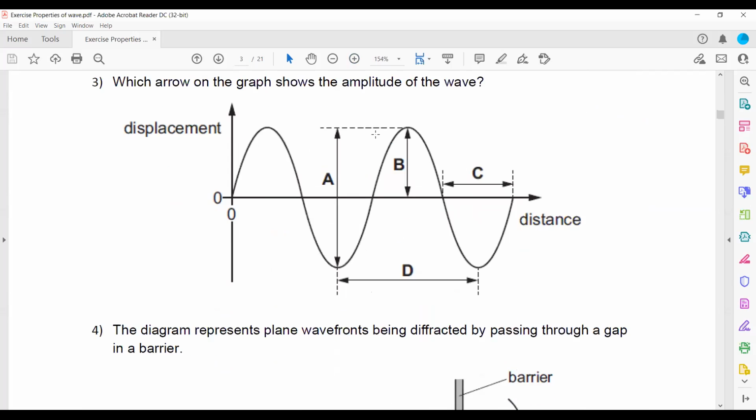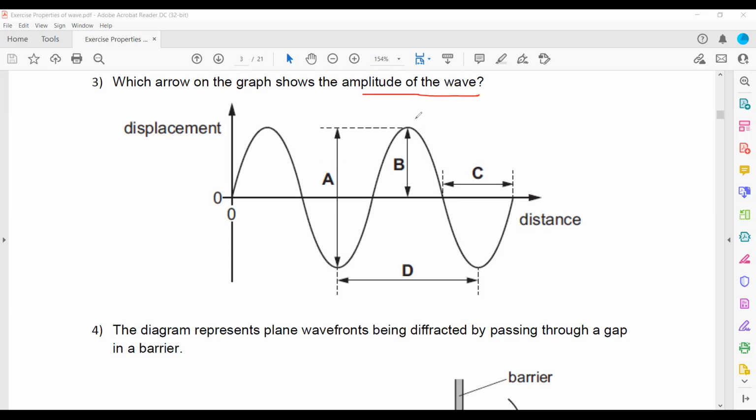In question 3, which row on the graph shows an amplitude of the wave? So which one is representing the amplitude? Label A, B, C or D? You can use the chat to state the answer. Which one is representing the amplitude? A, B, C, or D?